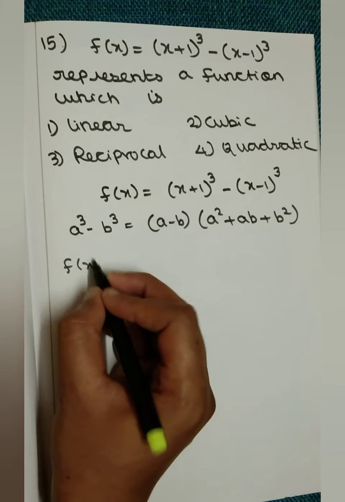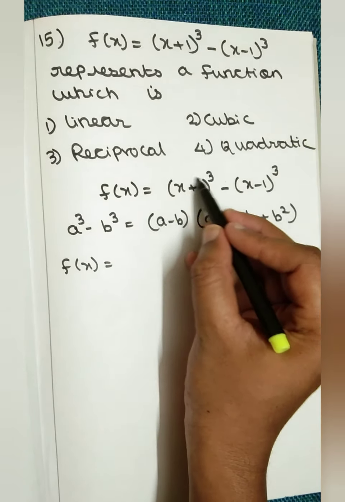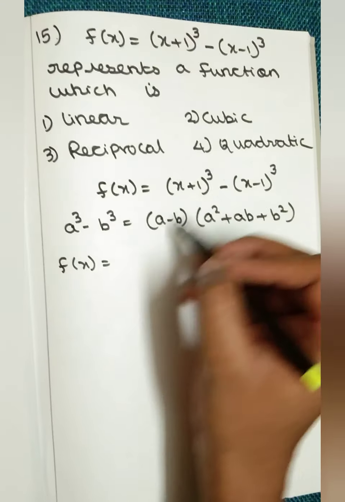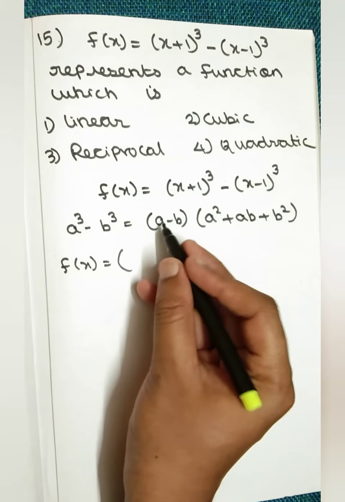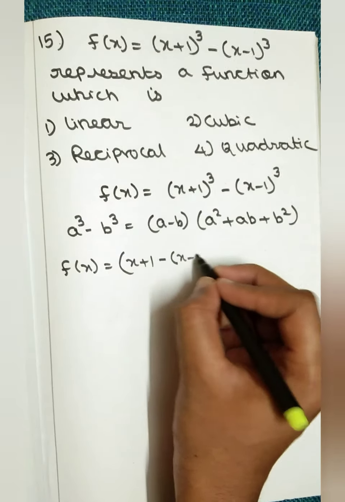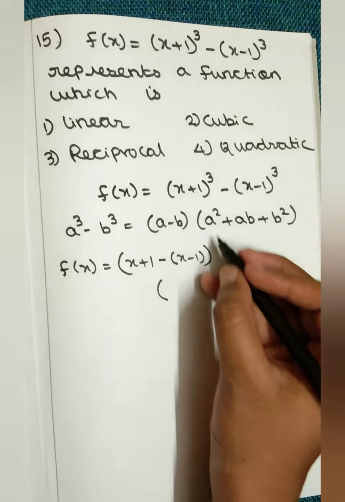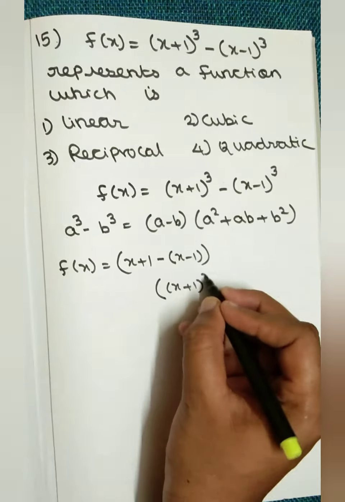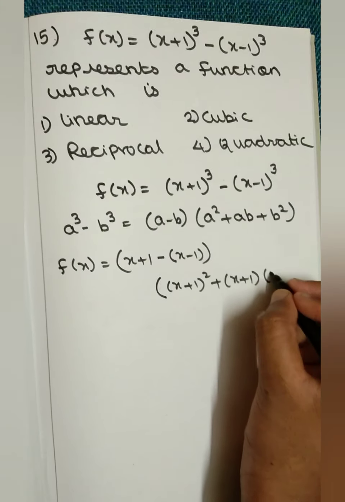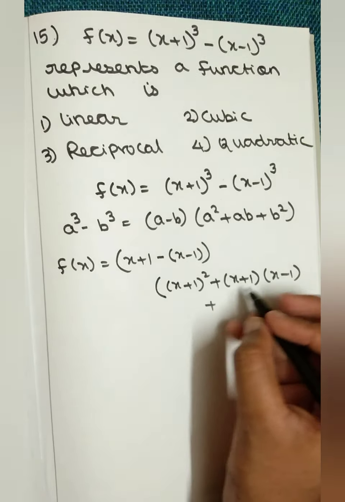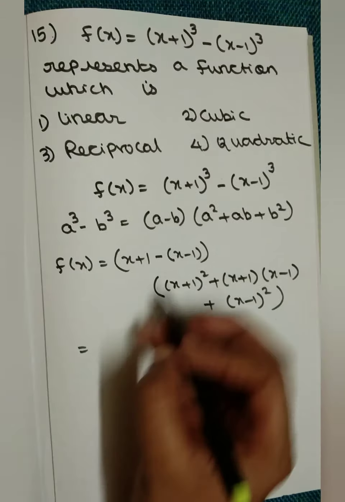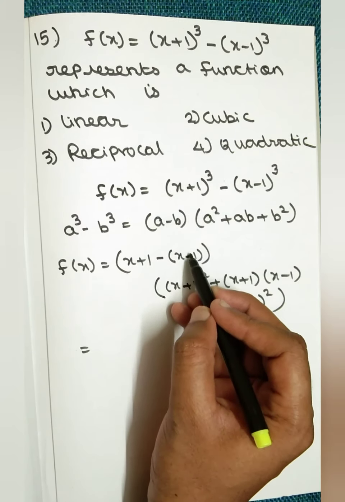Here f of x equal to, instead of a it is x plus 1 and instead of b it is x minus 1. Replace it in the formula. So a is my x plus 1 minus b is x minus 1, into a square, that is (x plus 1) the whole square, plus a into b. A is x plus 1 and b is x minus 1, plus b square, that is (x minus 1) the whole square.